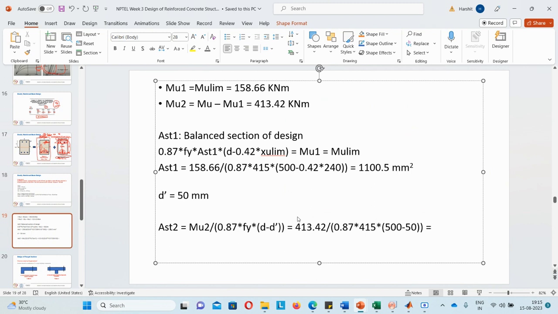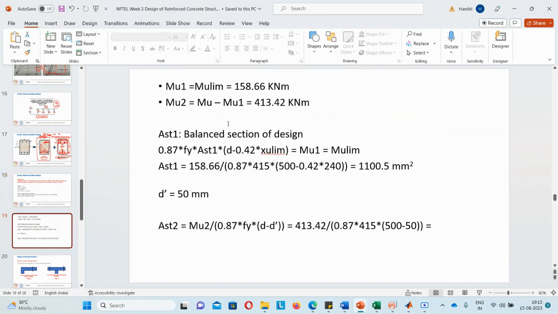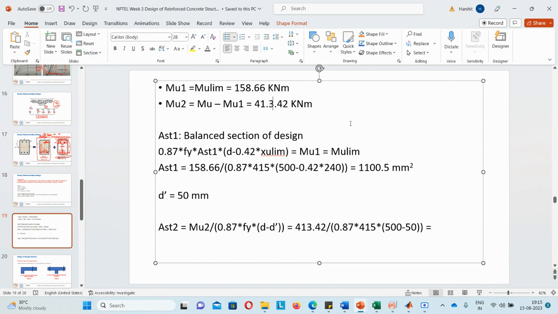Mu2 is 41.3. Sorry, 41.3. And that was the confusion I was having. 41.34 kilonewton meter. So from this, now I'm getting it correct. AST2 will come out to be 254.18, or you can say 254.22 mm square.